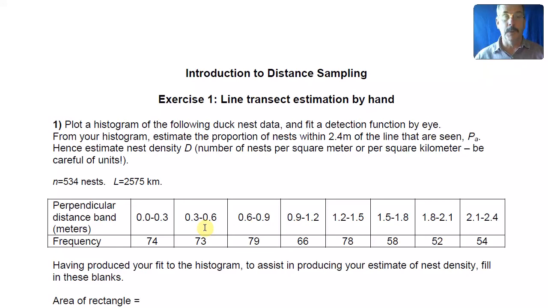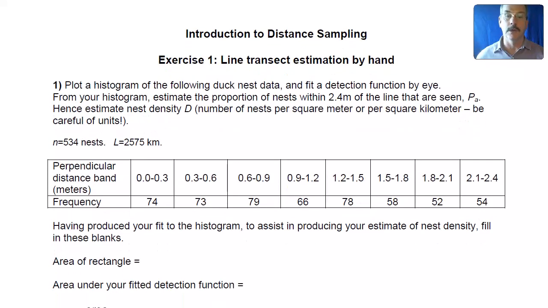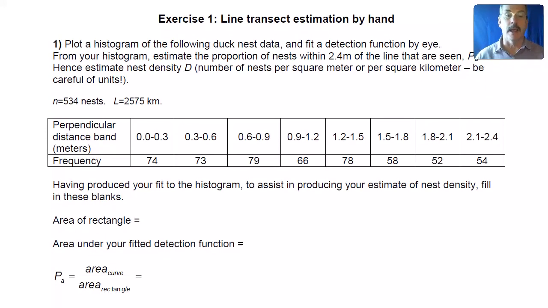Having placed a detection function through this histogram of data, your next steps, as you read through this exercise, will be to calculate the area under that curve that you've passed through those histogram bars, and calculate the area of the rectangle, such as the one we described in the lecture. Once you've done those 2 things, you'll be able to, as we've shown you here, calculate P sub A as the area under that curve divided by the area under that rectangle.